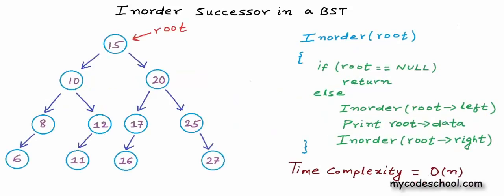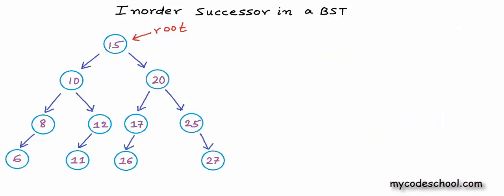I have drawn a binary search tree of integers here. Binary search tree, as we know, is a binary tree in which for each node, the value of nodes in left is lesser and the value of nodes in right is greater. Let's quickly see what will be the in-order traversal for this binary search tree. We'll start at the root of the tree.